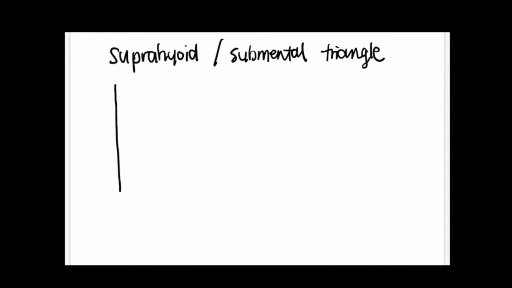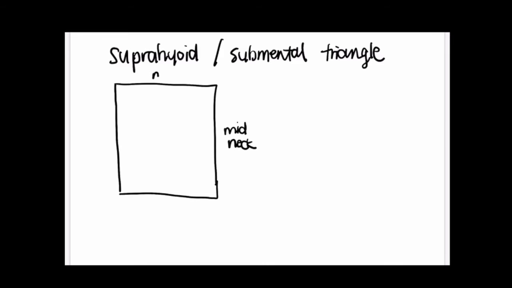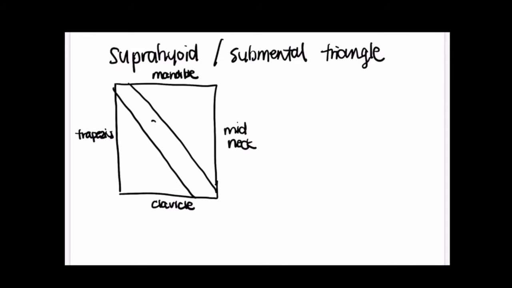This is just a review of the triangles of the neck. This is the midline, this is the mandible, this is the clavicle, and of course, this is the trapezius muscle. This is the sternocleidomastoid muscle, the one that separates the neck into anterior and posterior triangles. This is the hyoid bone, the digastric muscle, and this is the omohyoid.